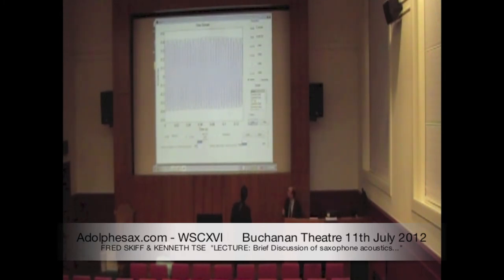Yeah, okay, so this is the simplest way of plotting sound, which again is probably the least helpful in terms of tone quality. You see him playing a constant note, and you can see the harmonic vibration. He's playing a fairly sinusoidal note.